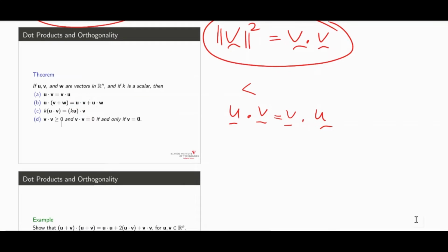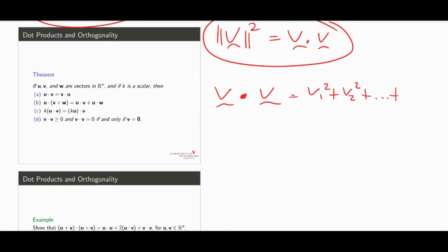Another very key observation is that if you take a vector v and take v dot itself, we get the components squared, all the way to the last component squared. So nothing here can be a negative number. So this is non-negative. v dot v is never negative. That's how we say it: non-negative. All right, it could be 0 though.